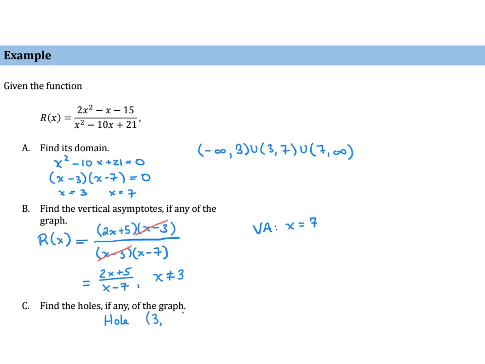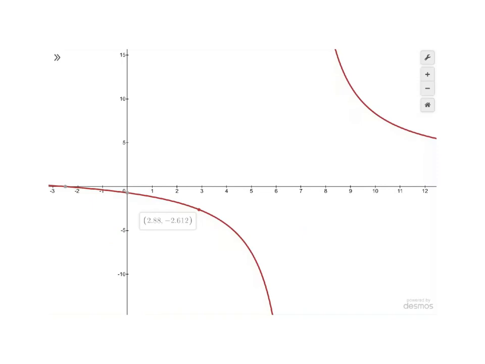Now, what is the y value for that hole? To find the y value, we're going to plug in where it would have been. So 2 times 3 plus 5 over 3 minus 7. That would give us 11 over negative 4, so negative 11 fourths.